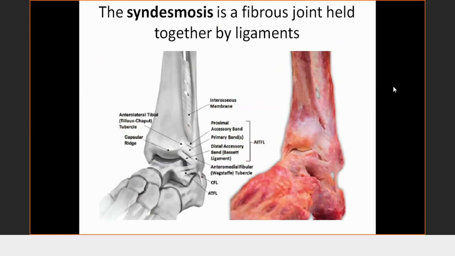Similarly, in the case of the radius and ulna, here in the forearm, the two bones are joined together by a ligament, the interosseous membrane, and that joint is known as the syndesmosis. So basically, by structural classification, we have three types of joint. One is the fibrous joint, another is the cartilaginous joint, another is the synovial joint.